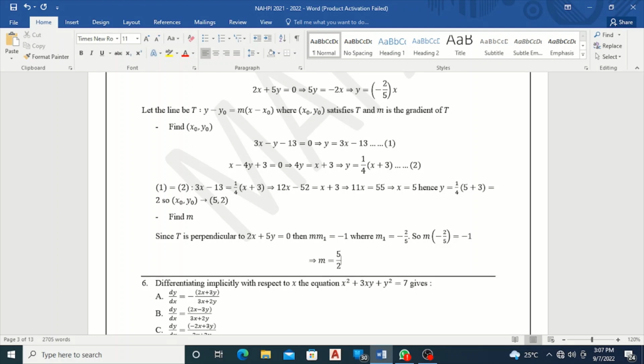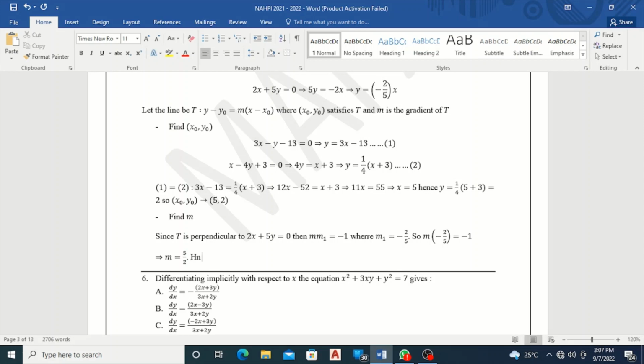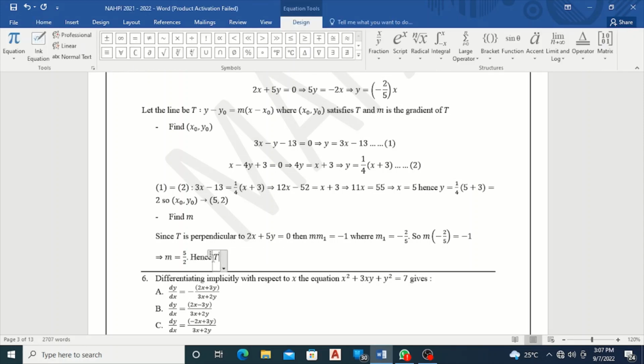So what's going to be our line? Our line T is going to be of the form y minus y0, where y0 is 2, is equal to m, where m is 5 divided by 2, into x minus x0, where x0 is 5. So we can cross multiply with 2. We get 2y minus 4 is equal to, we multiply here by 5 as well, 5x minus 25.